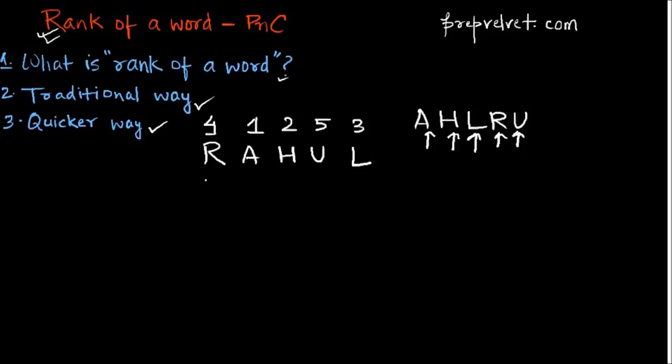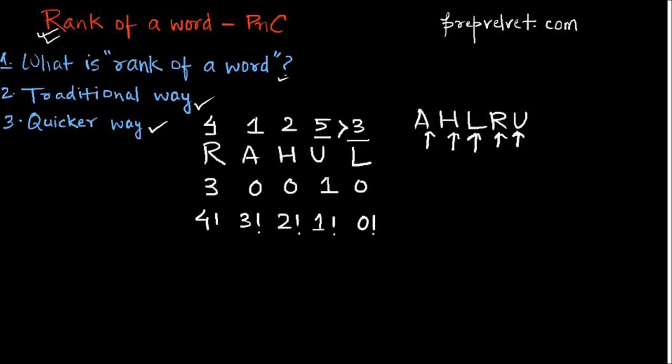In the next process, compare these numbers 4, 1, 2, 5 and 3. 4 is greater than 1, 2 and 3, so write 3 over here. 1 is not greater than any one, so write 0. Again 2 is not greater than 5 and 3, so write 0. 5 is greater than 3, so write 1 and 0 obviously. In the next step, write 0 factorial over here, 1 factorial over here, 2 factorial over here, 3 factorial over here and 4 factorial over here.